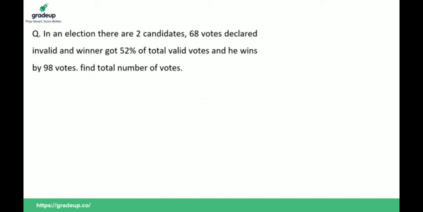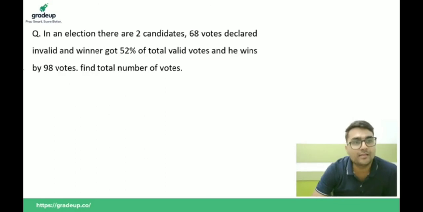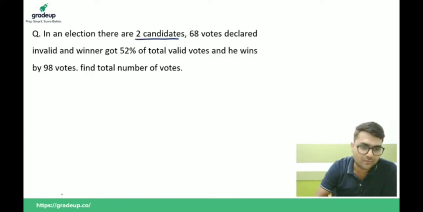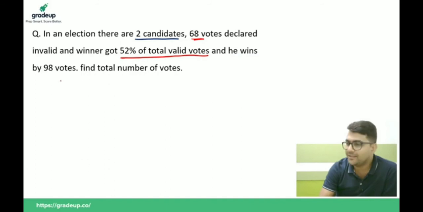Okay, guys, please listen carefully. In this question, this is a very important question, guys. We have been given that in an election there are two candidates. 68 votes declared invalid. And the winner got 52% of the valid votes, and he wins by 98 votes. Find the total number of votes.